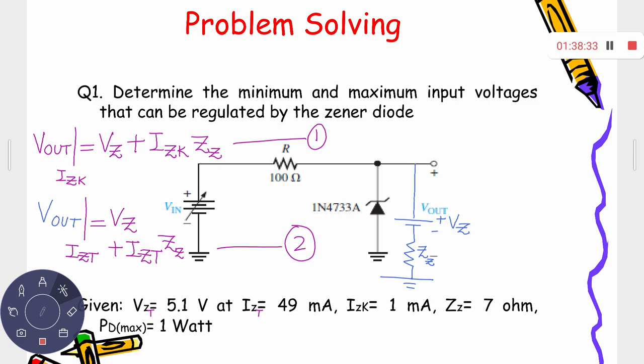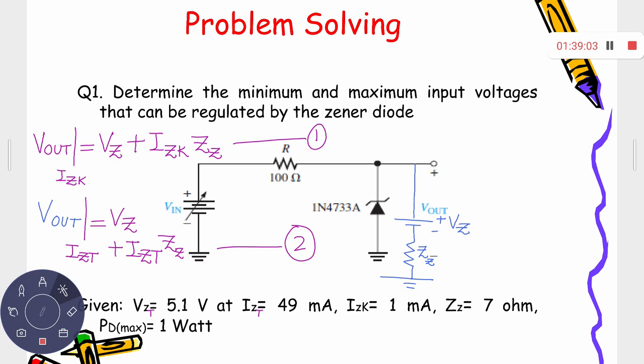Sir, the expression that we call: 4.75 VZ plus IZM, 0.21 into 7 plus 100 into 0.21, plus 100 into 0.21. That is 27.2. Which one? Maximum input voltage. Maximum 27.22. Okay, let it be.